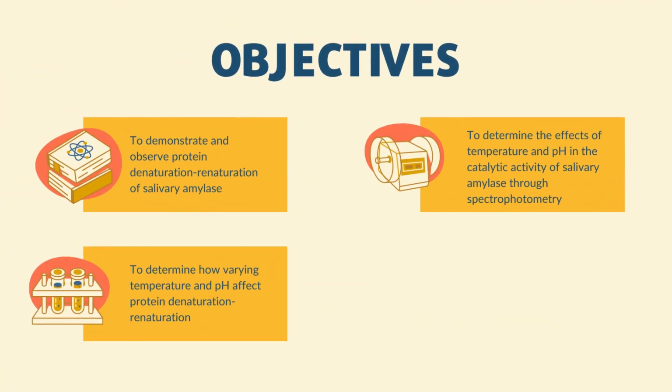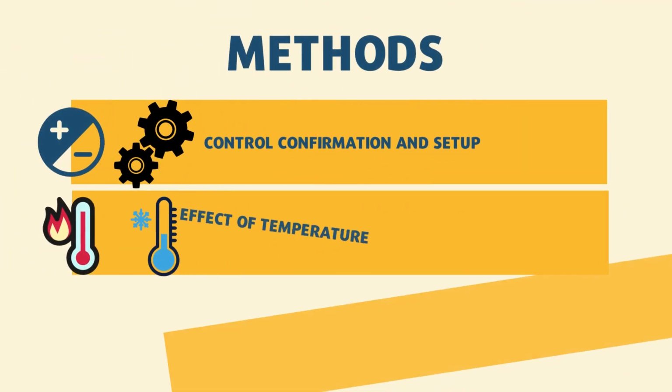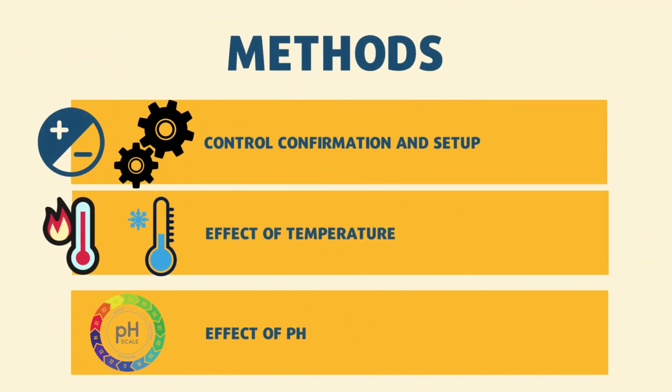Hence, for this experiment, the objectives are to demonstrate and observe protein denaturation and renaturation of salivary amylase, to determine how varying temperature and pH affect protein denaturation and renaturation, and to determine the effects of temperature and pH on the catalytic activity of salivary amylase through spectrophotometry. The methodology is split into control confirmation and setup, effect of temperature, and effect of pH.